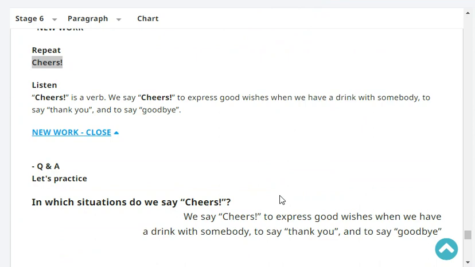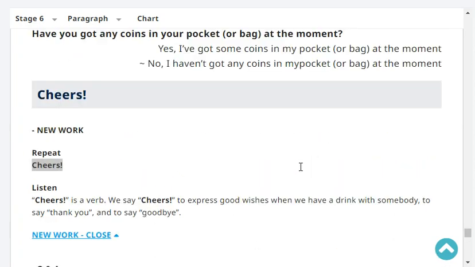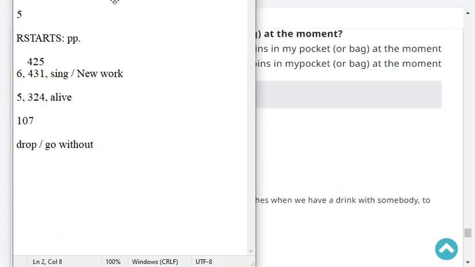In which situations do we say cheers? We say cheers to express good wishes when we have a drink with somebody, to say thank you, and to say goodbye. Very good. Okay, so now let's move on to reading.